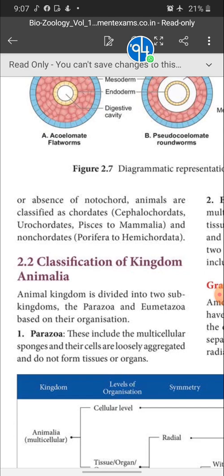Okay, children, let me stop with this. Your homework: the three types of coelom. What is the difference between diploblastic and triploblastic? Define a radially symmetrical animal, and define bilateral symmetry. These are the homework for you. Complete, children, complete and submit the same. Many of you did not even submit your homework. Please submit your homework immediately.